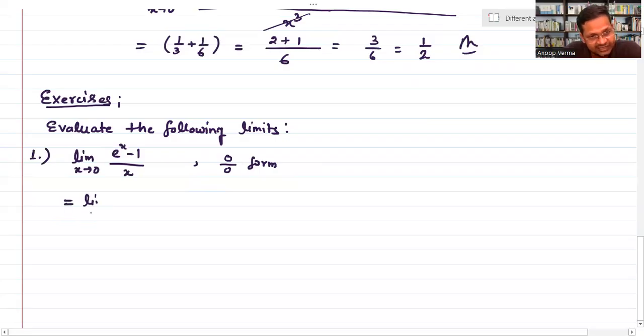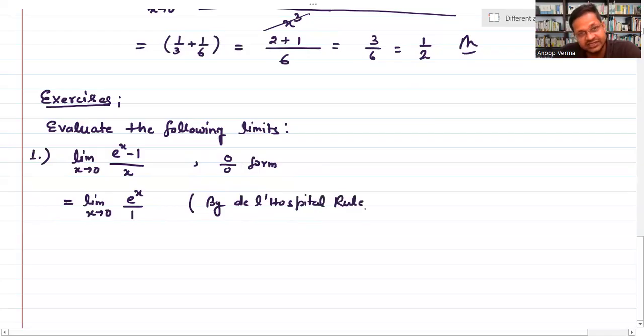So this is limit x tending to 0. Take the derivative of e to the power x, it remains e to the power x, and minus 1 is 0, divided by 1. So you can just write by L'Hospital. You should mention this result, what you are using here. Now you simply put x equals 0. The e power 0 is equal to 1. So the limit of this is 1. This is your answer.